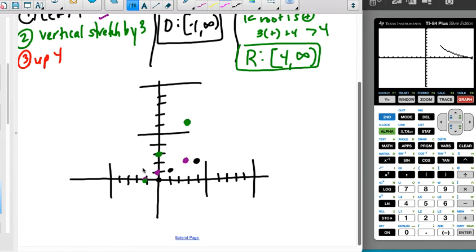And the last thing I'm going to do is move up 4. So instead of being at 0, this is going to be up at 4. Instead of being at 3, this is going to be up at 7. Instead of being at 6, this is going to be up at 10. And my graph is going to look something like this, right?